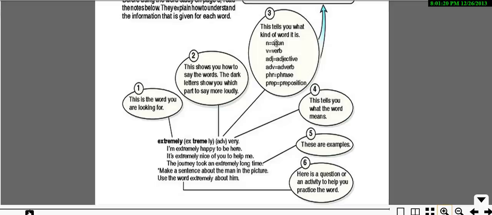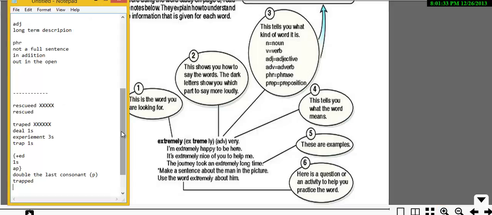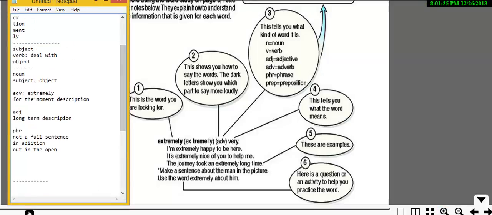Now, number 3 tells you what kind of word it is, like is it a verb, a noun, an adjective, an adverb, a phrase, a preposition? Well, that's a really nice preview of what we worked on here. As you can see, noun, adverb, subject, adjective, and a phrase. Now, number 4 tells you what the word means, like very, that's the meaning. And number 5, there are examples. I'm extremely happy to be here. I'm very happy to be here.